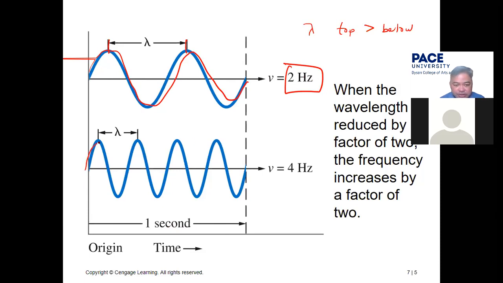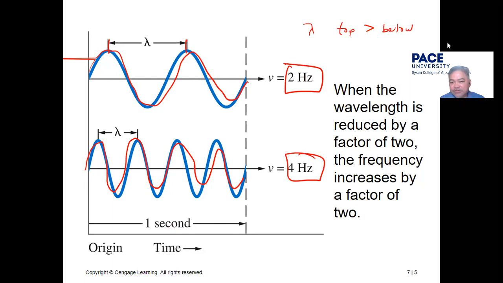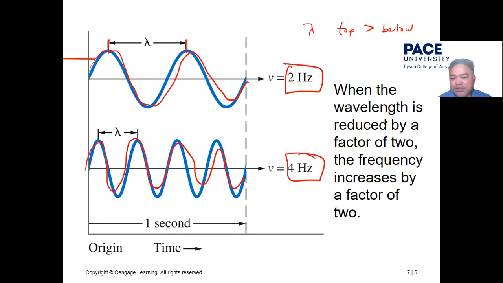Compared to this one, which is a shorter wavelength, you have 4 hertz. So if we look at this, between the two, when the wavelength is reduced by a factor of 2, the frequency increases by a factor of 2. So there's an inverse relationship between the wavelength and the frequency.